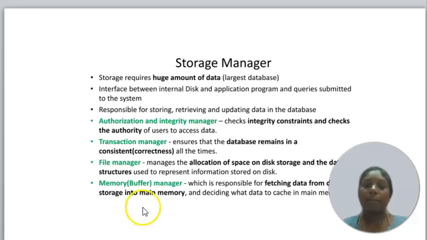The memory manager is responsible for fetching the data from the disk storage into the main memory. Whenever you want to retrieve the data easily, it is maintained in the cache in the main memory.